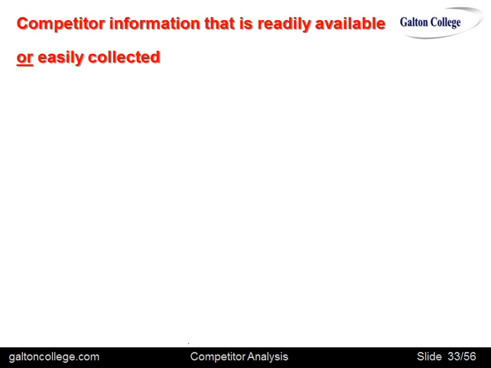Now, competitor information that is readily available or easily collected. Now, we're just going to go through a brief list here of the type of information that is readily available. Competitor sales and profits. This is readily available. In the sense, it may not be published and easily picked up in that sense, but it can be estimated. It can be estimated quite well, and sometimes a broad statement is enough.